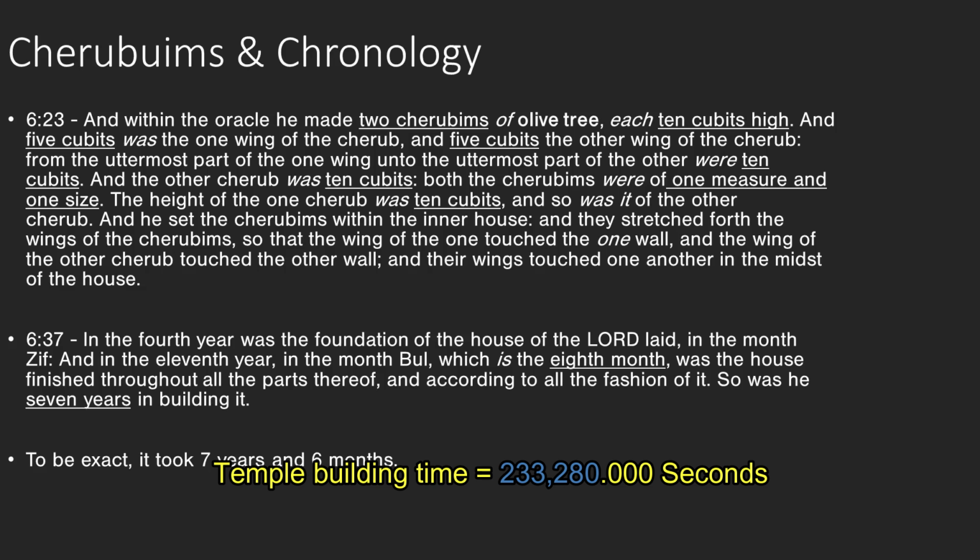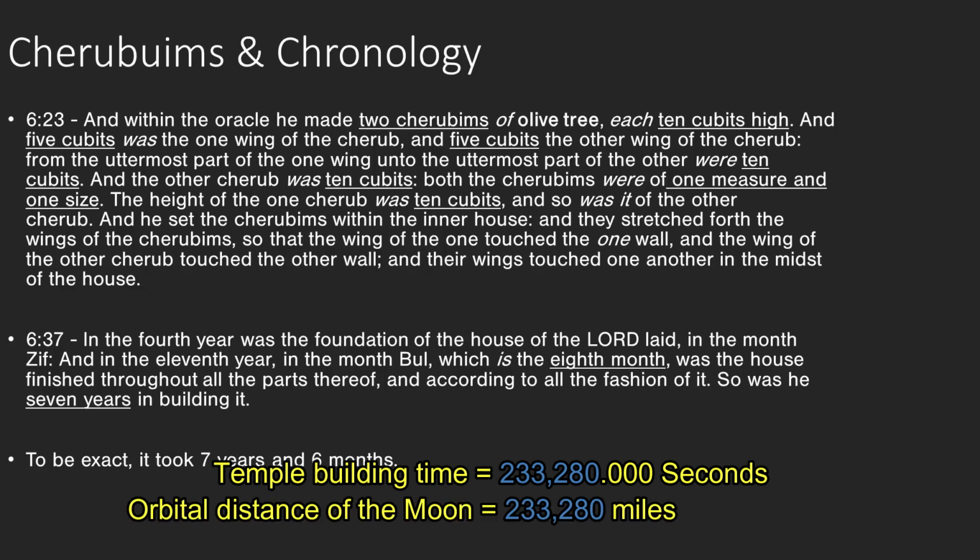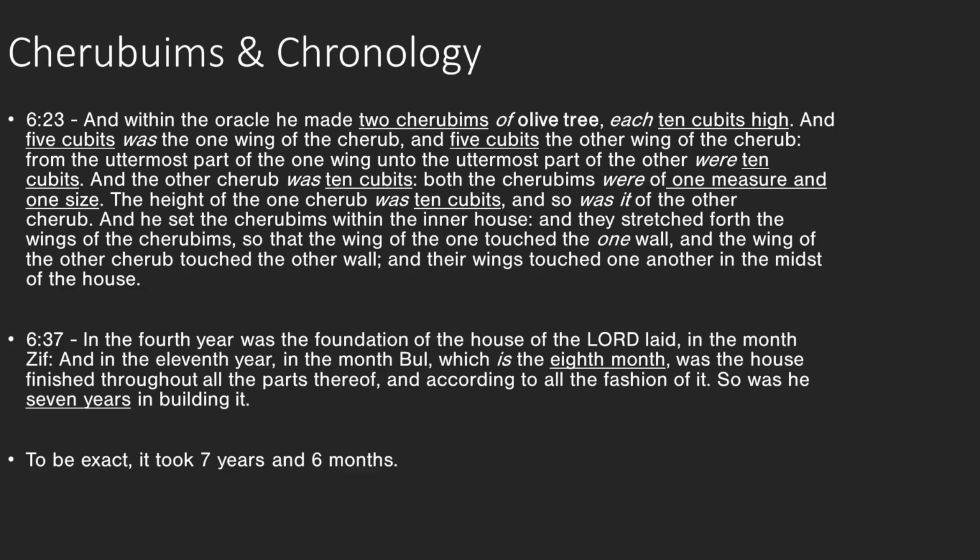233,280 seconds. Now that is a stupendous time measure because 233,280 miles is the average distance between our Earth and our Moon. Or if you want to do the Moon's diameter multiplied by 108, you get that same number. My goodness, why are there so many time measures contained in the dimensions of a physical structure?